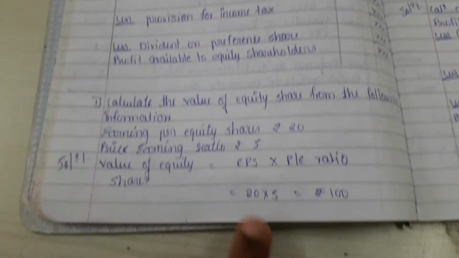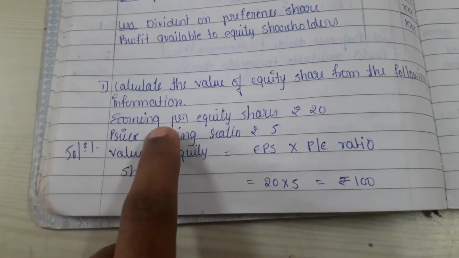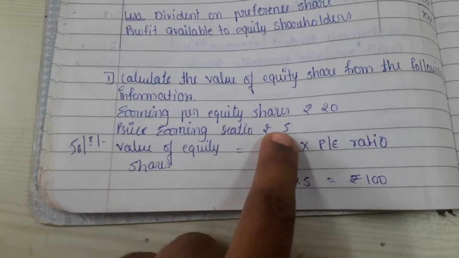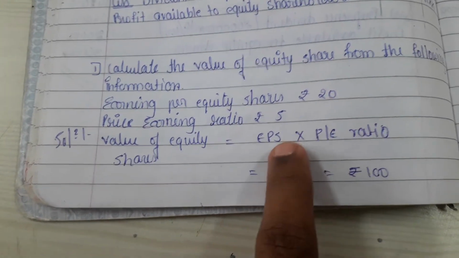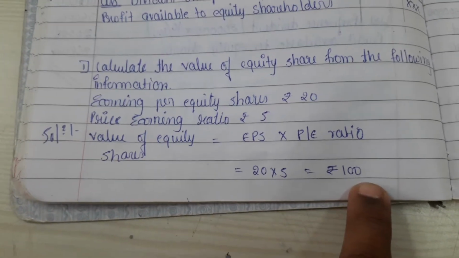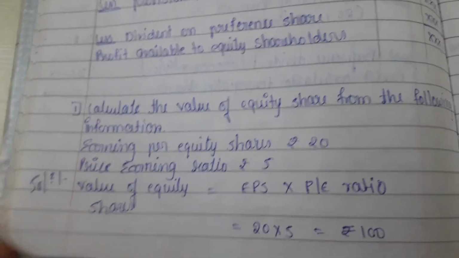Now a simple problem with regards to this. Calculate the value of equity share from the following information. Earning per share they have given, that is 20. Price earning ratio they have given, 5. So directly they have given in this problem. So EPS into price earning ratio, that will be what? 20 into 5, 100 will be the value of equity share.